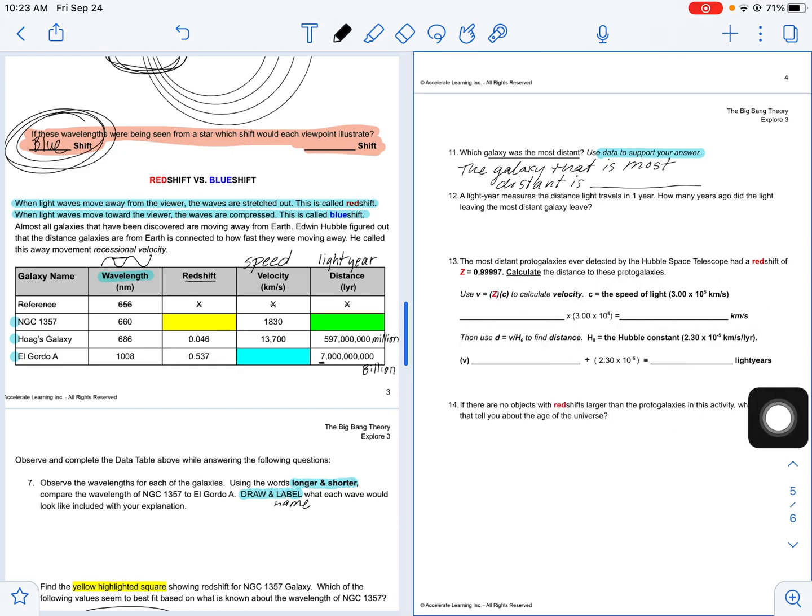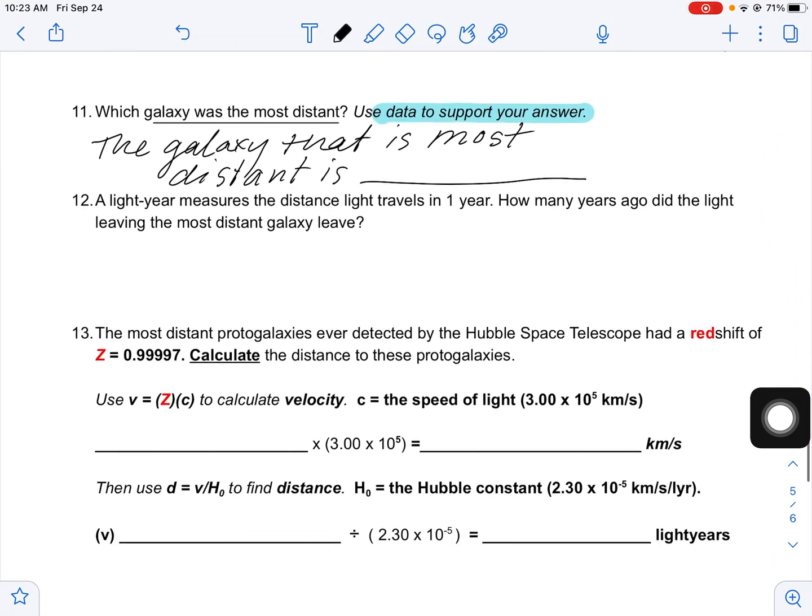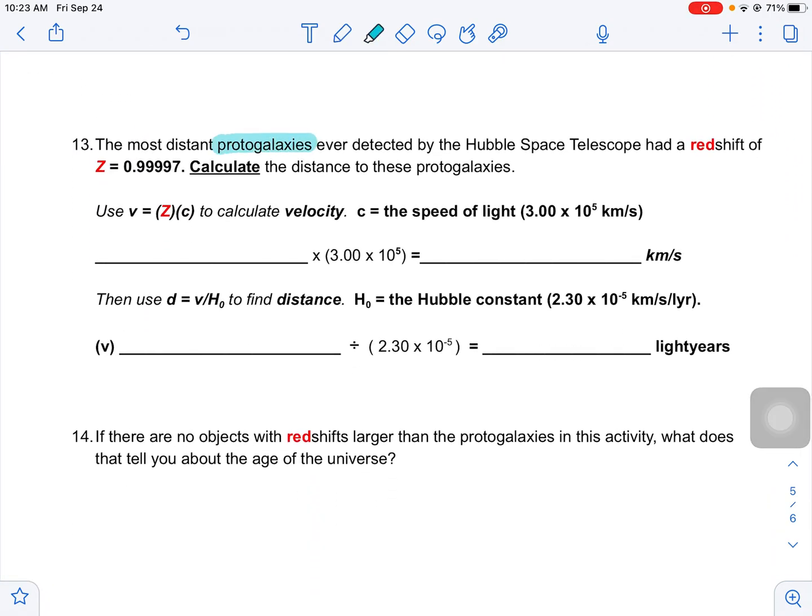Here's where it looks like it gets tricky, but we can handle it. It says the most distant proto-galaxies have a redshift of 0.99997. So what we want to do is use that number to calculate what its velocity is, and therefore its distance. It's almost like we're making one new column on that table. We're just doing it for the furthest galaxy possible, the furthest known galaxy, right? So we're taking this number, 0.99997, and we want to multiply it by the speed of light.